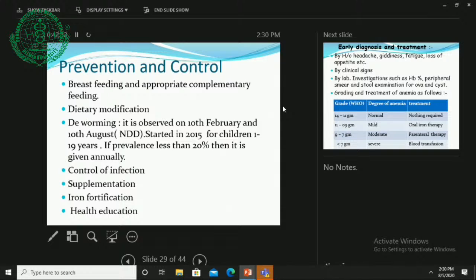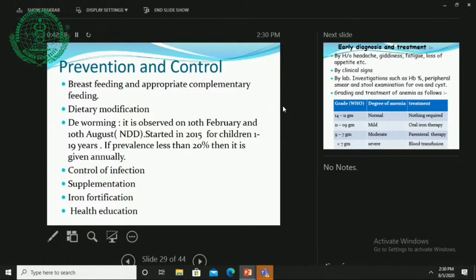Even turmeric, they say, interferes with the absorption of iron. So these things should be avoided in the diet, and include more iron rich foods, iron rich vegetables, iron rich fruits in the diet. So these are the modifications which you can do to enhance the absorption of iron.